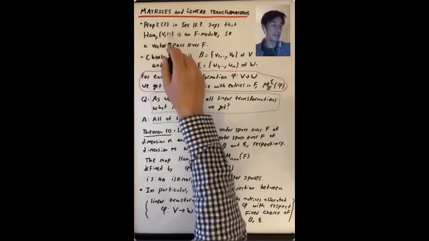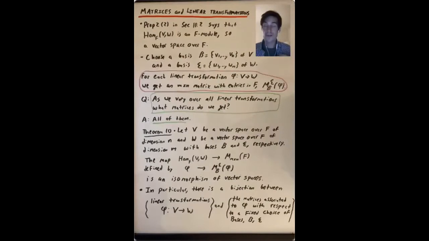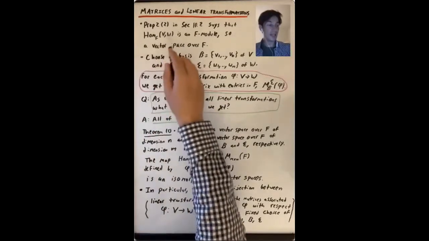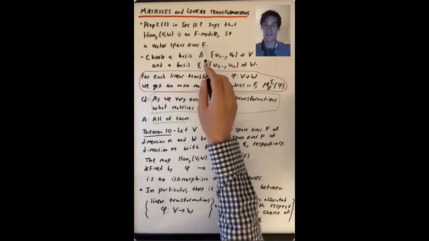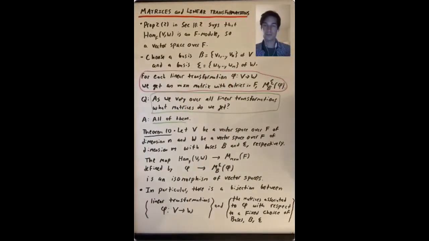It means you're a vector space over F. So if V and W are vector spaces over F, what is an F module homomorphism between them? It's just a linear transformation. So the set of all linear transformations from V to W is itself a vector space over F. So we know that we can go from a linear transformation to a matrix.